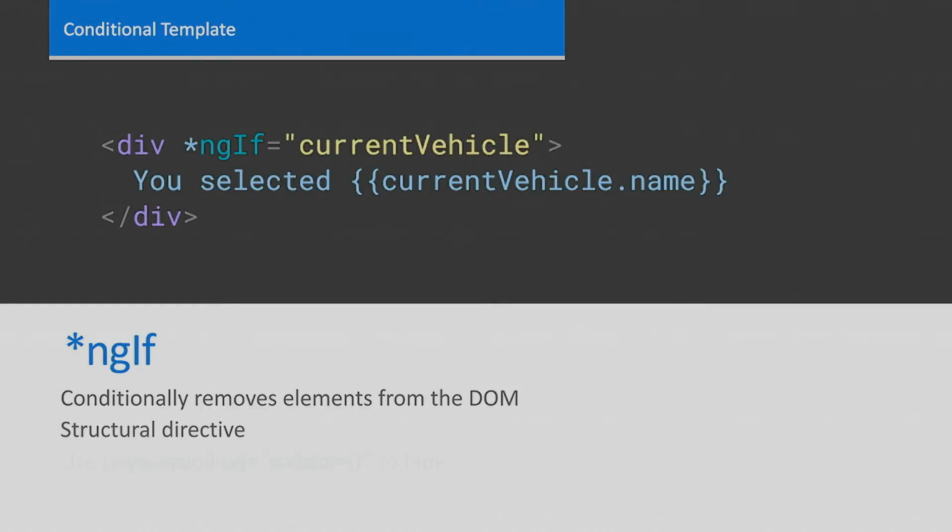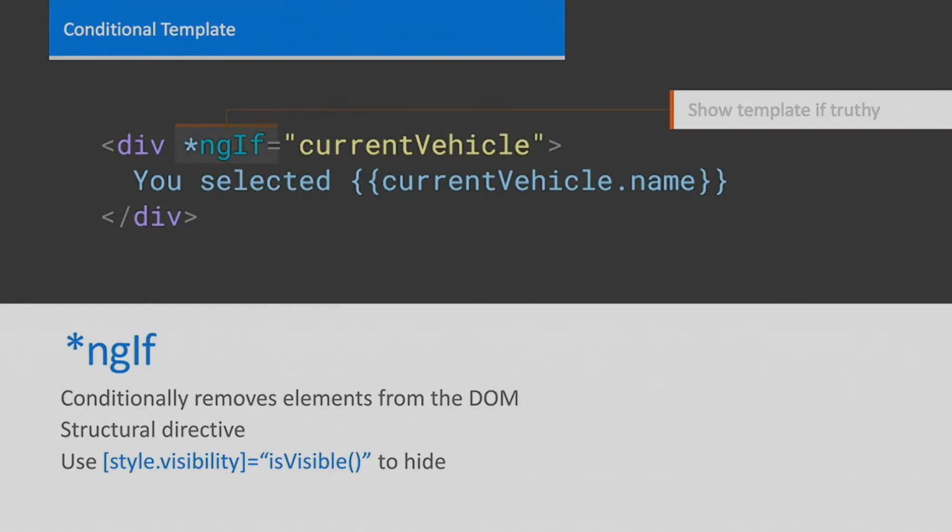Takes it out. If you wanted to hide something, but not remove it from the DOM, you could just do style.visibility equals and then some function. Remember, you can bind to any HTML property. Style's a property, and it's got another property called visibility. So we could hide and show as well. So here, if that value is truthy, which means it's got a value in it that's not like false or undefined, you're good.